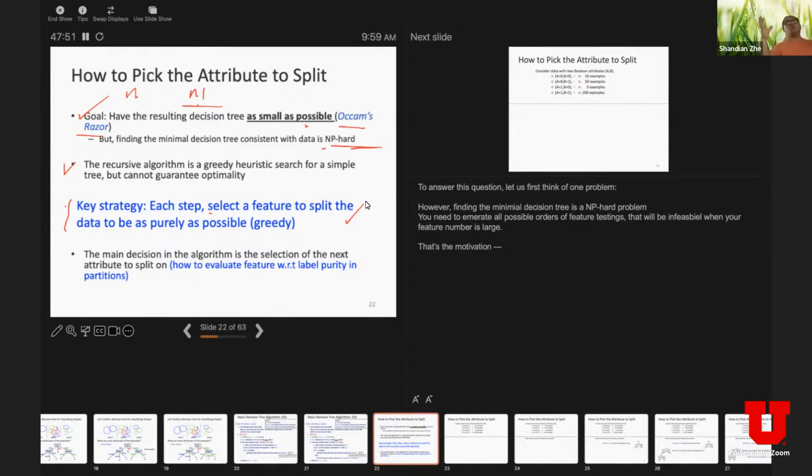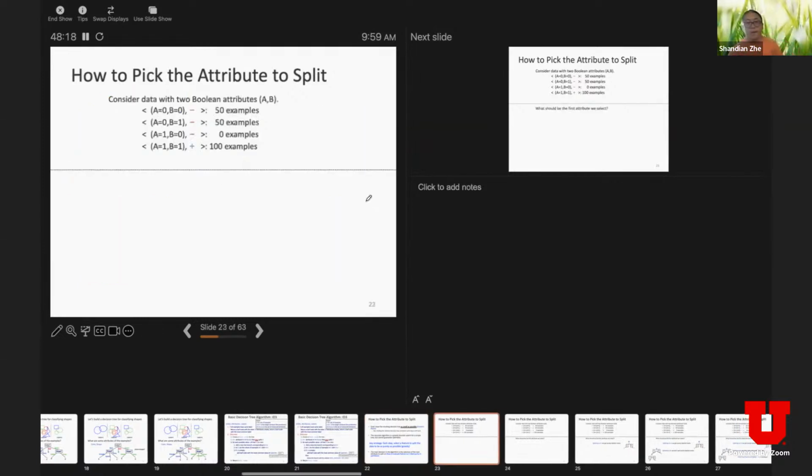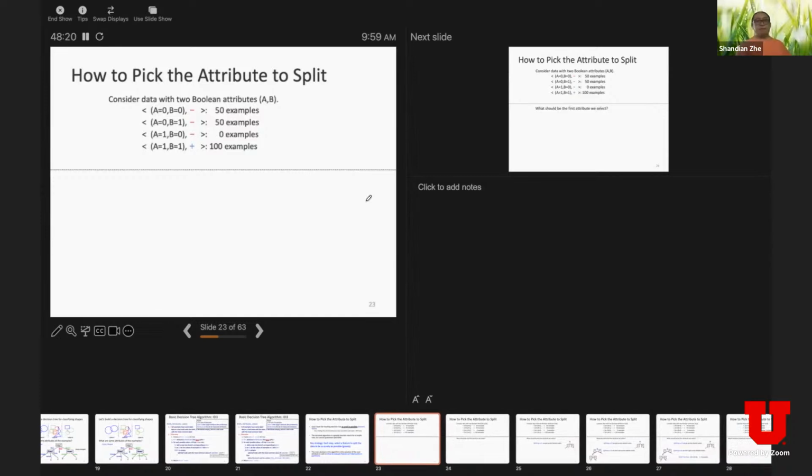I'll give some intuition. Suppose I have 100 examples using attribute A. I split it and got 2 subsets. Say one subset has 90 positive and 10 negative. Suppose I use another attribute and split the subset. I still have 100 examples, but only 80 positive, 20 negative. Of course, the first one should be more pure. So let us look at one concrete example.